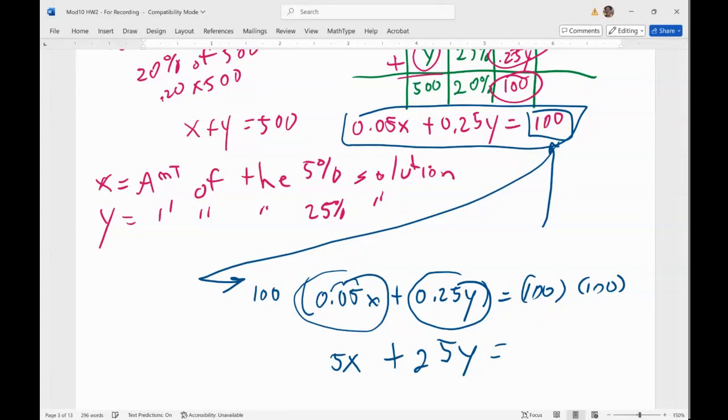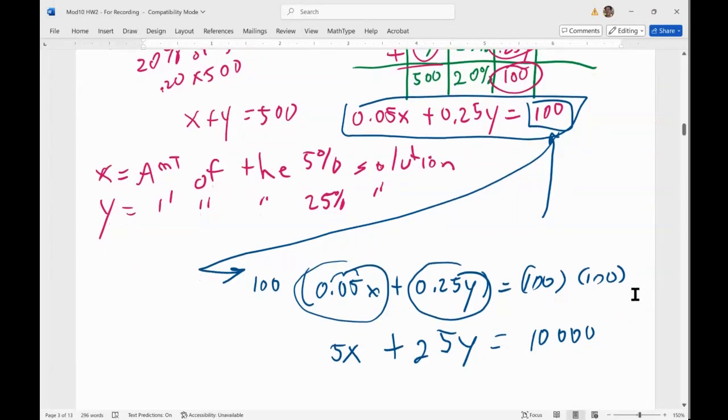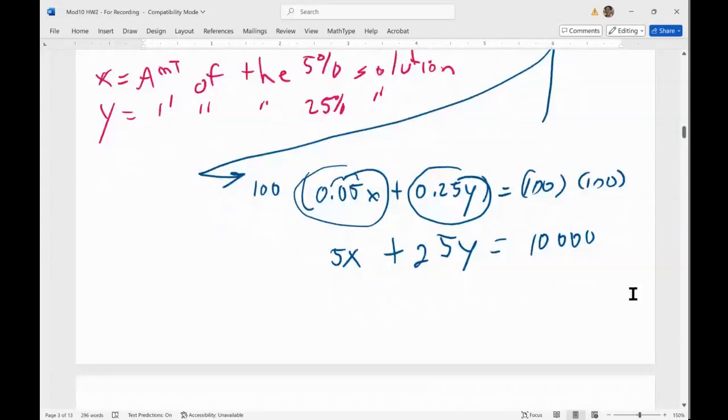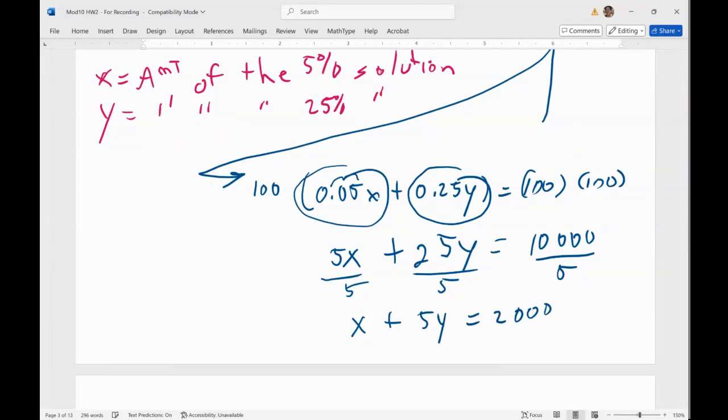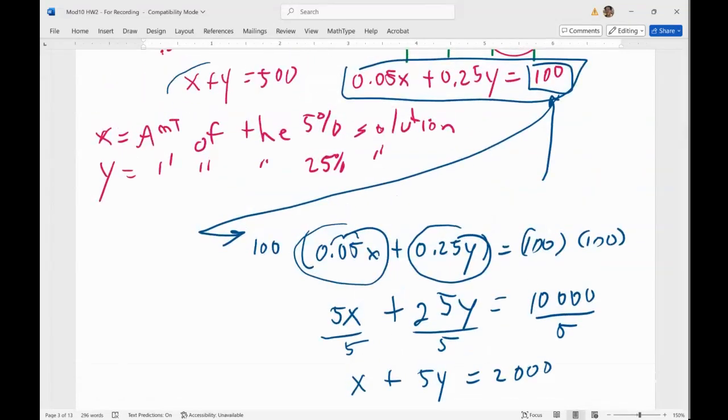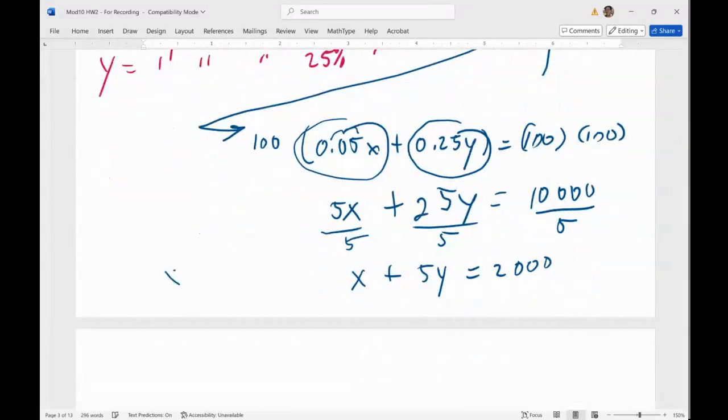Now there's no decimal. And on the other side, I'm going to get 10,000. While I'm at it, since all those numbers are divisible by 5, I'm going to divide them all by 5 to make things easier. And my equation is going to be x plus 5y equals 2,000. So that's one of my equations. The other equation, let me scroll back up, is x plus y equals 500.